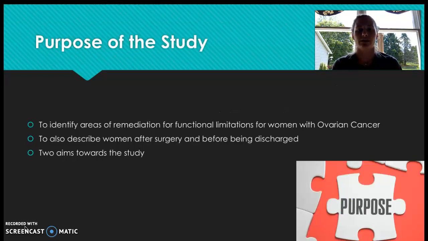The purpose of this study is to identify areas of remediation for functional limitations for women with ovarian cancer. It is also to describe women after surgery and before being discharged from the hospital back to their home. There are 2 aims of this study. The first is to identify women's functional needs and limitations at the time of discharge from the occupational therapy evaluation and the interview. The next aim is to understand the women's perspective of their needs for occupational therapy in order to provide a safer environment for their return home.